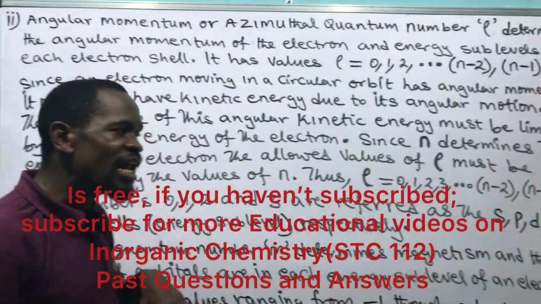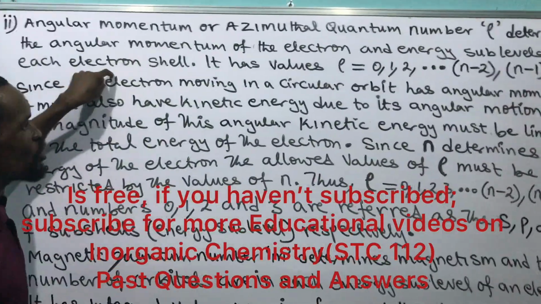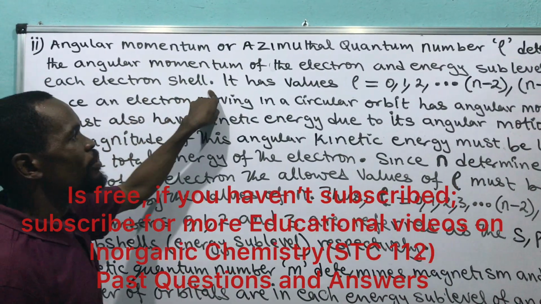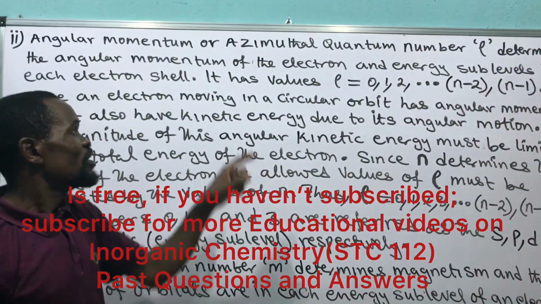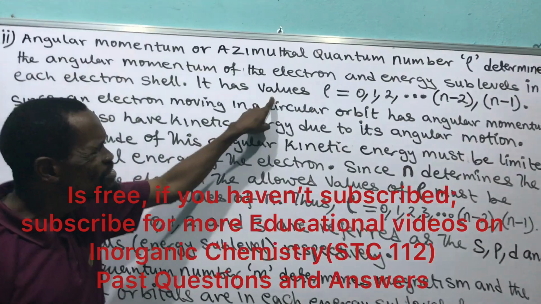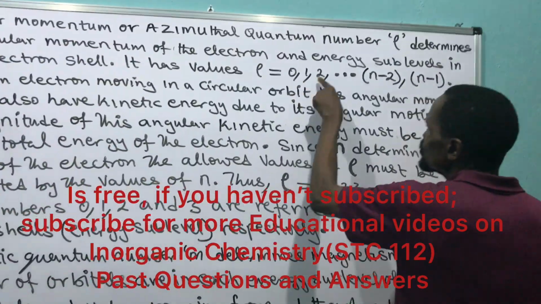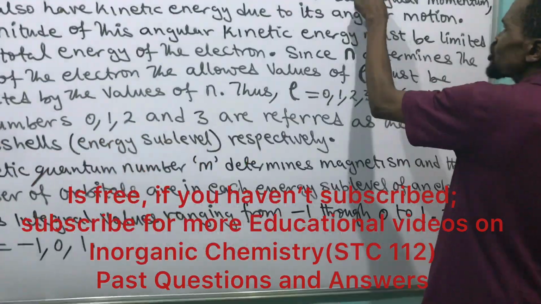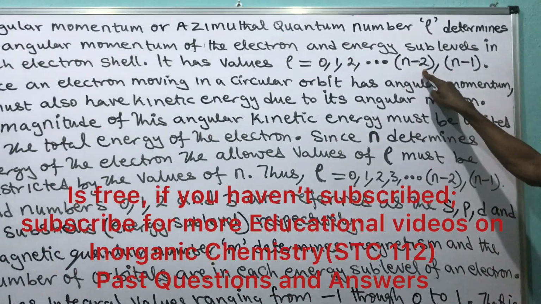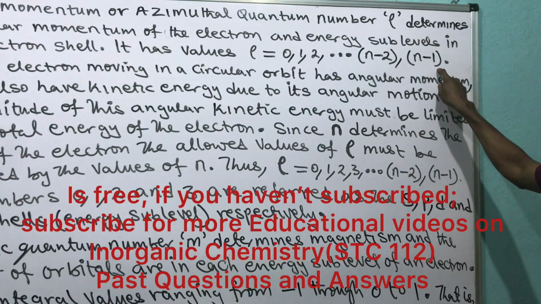We have main shell and subshell. Energy subshell in each electron shell. We're going to see what we mean by subshell later. Full stop. The next thing is its value. It has values equal to 0, 1, 2, dot, dot, dot. Dot, dot, dot means what? Continuing to n minus 2, n minus 1. That's how its number continues.